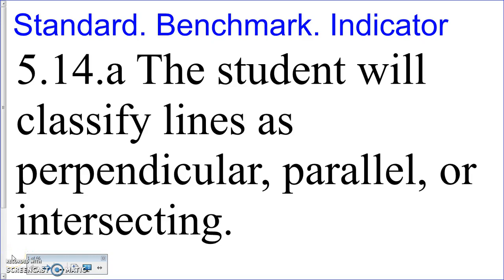Today we will begin our unit on geometry by looking at lines. Please copy down the standard benchmark indicator on a clean page in your math notebook. The student will classify lines as perpendicular, parallel, or intersecting.